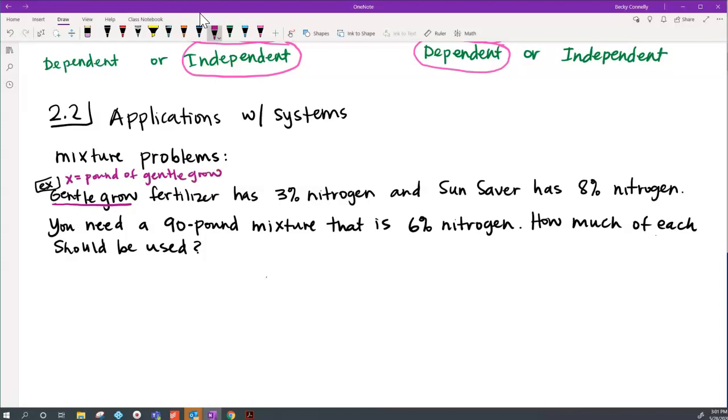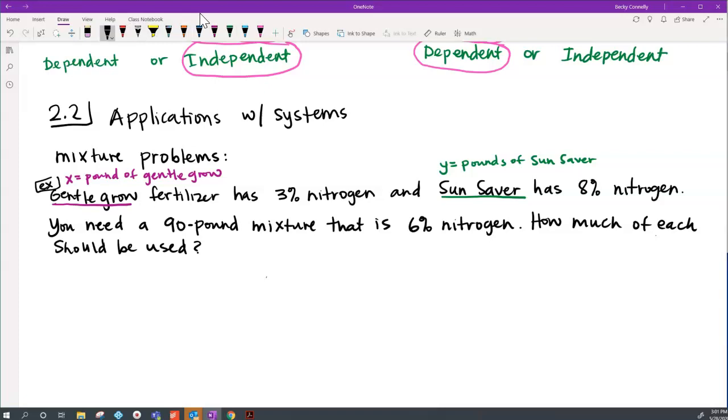So that's one of the things that I'm trying to find, right? And then the other one that I'm trying to find is the Sun Saver, and I'm going to call that the number of pounds of the Sun Saver fertilizer. So those are the 2 things that I'm trying to find. And I know it seems kind of weird. People are like, how do I do this? It just seems kind of crazy.